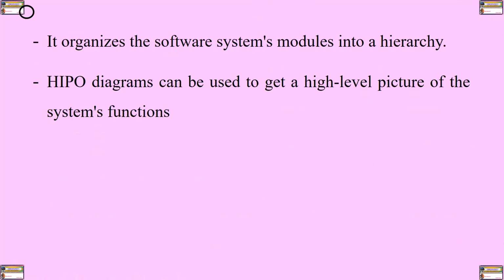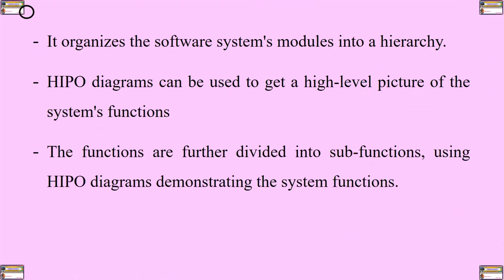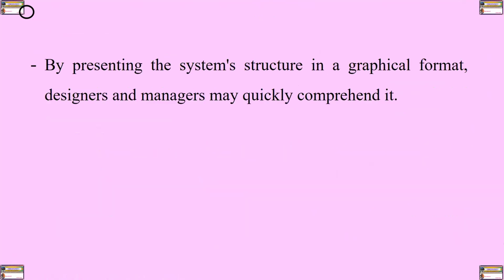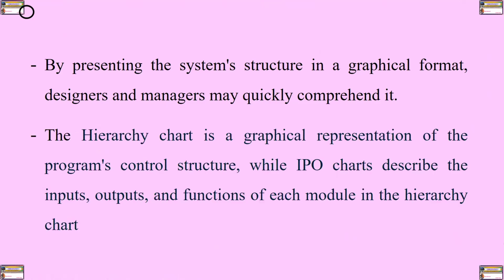HIPO diagrams can be used to get a high-level picture of the system's functions. The functions are further divided into sub-functions using HIPO diagrams representing the system's functions. HIPO diagrams are excellent for documentation. By presenting the system's structure in a graphical format, designers and managers may quickly comprehend it.